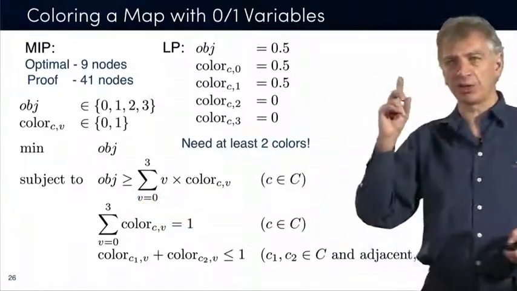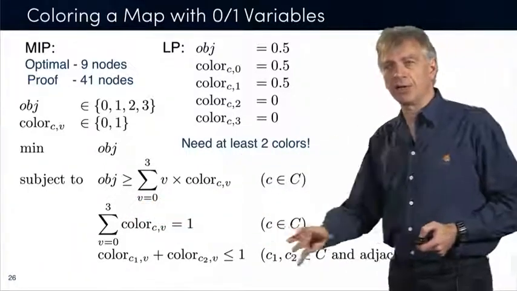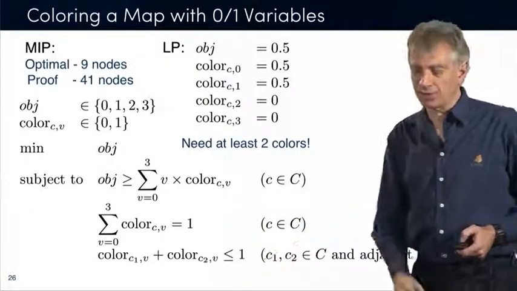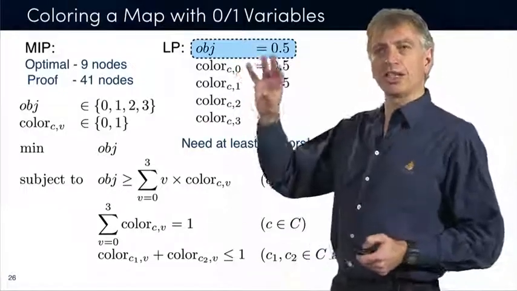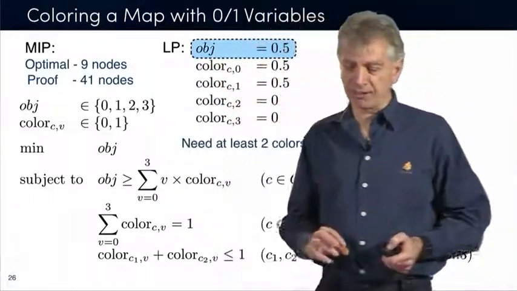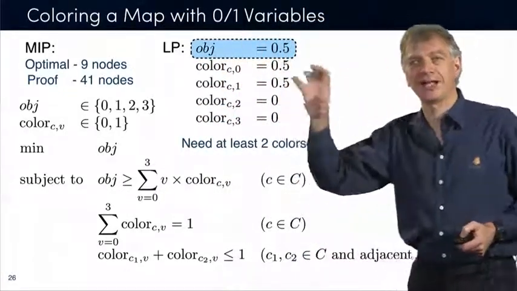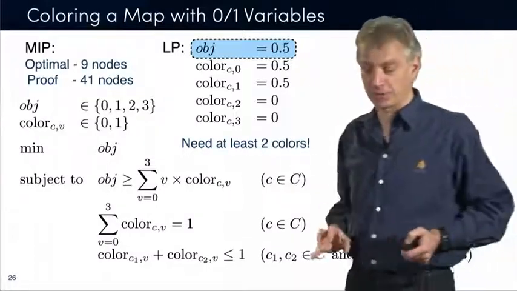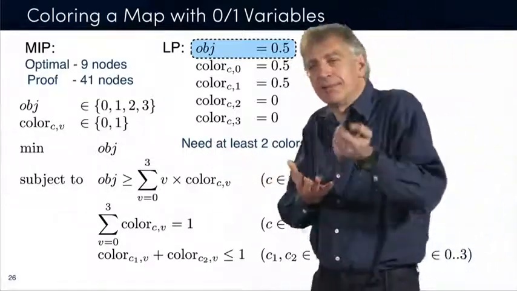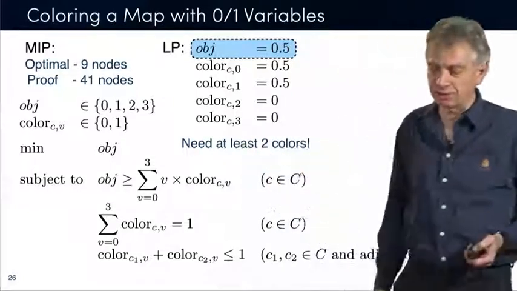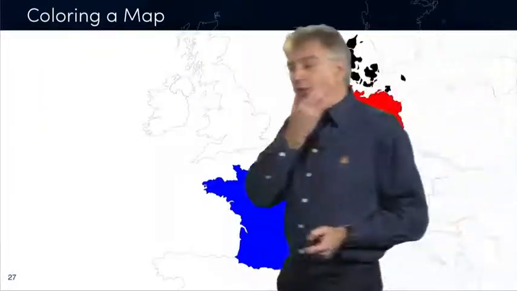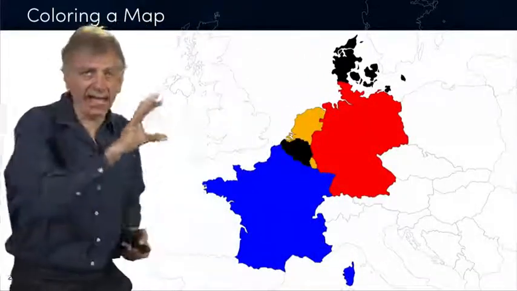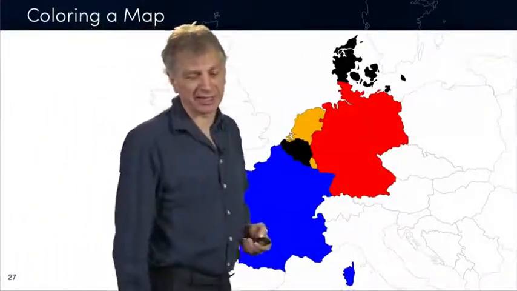Every country had to be assigned to exactly one color, and adjacent countries could not be assigned the same color. That's what we had. So this linear relaxation was actually pretty terrible. The only thing we had was that we need at least 2 colors, which is kind of obvious, right? If 2 countries are adjacent, you need 2 colors. So can we do better? Can we find some new constraints that strengthen this linear relaxation?